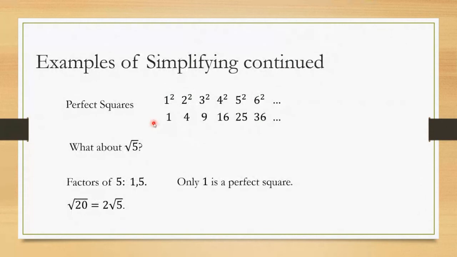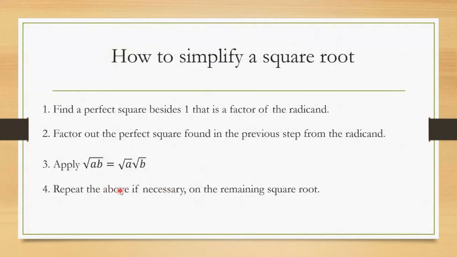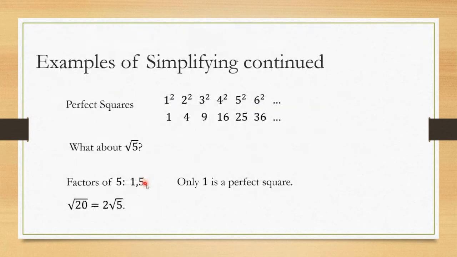If we went back to the steps here, we had to repeat the above if necessary on the remaining square root. And that's what we're doing here. We're repeating. Because you might get something that's not simplified. So you want to check if it's simplified or not.